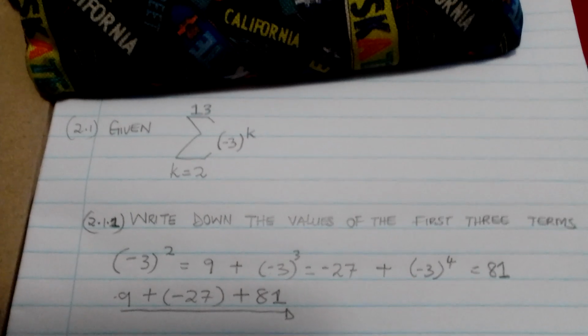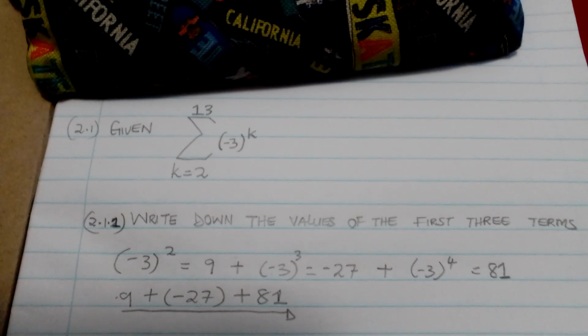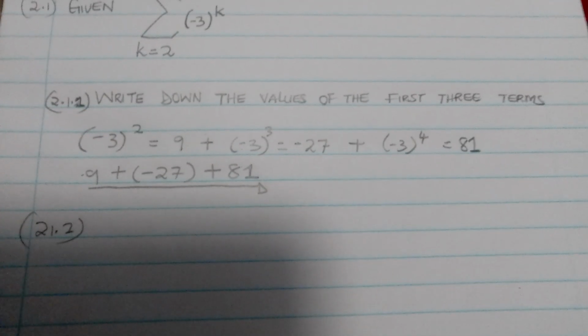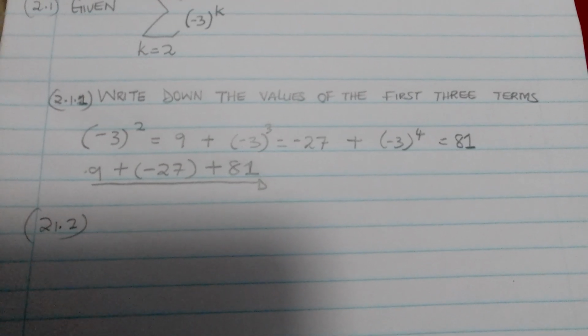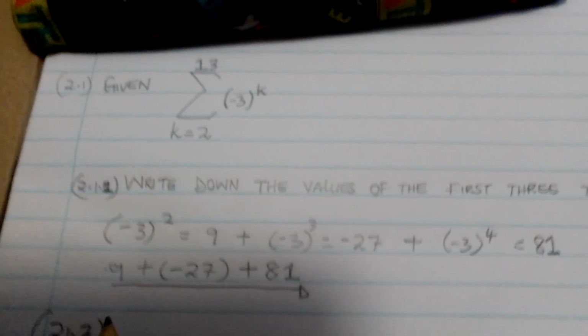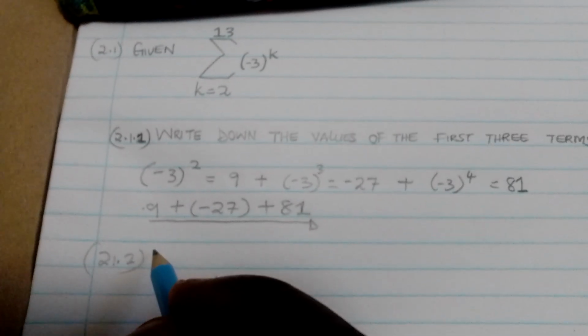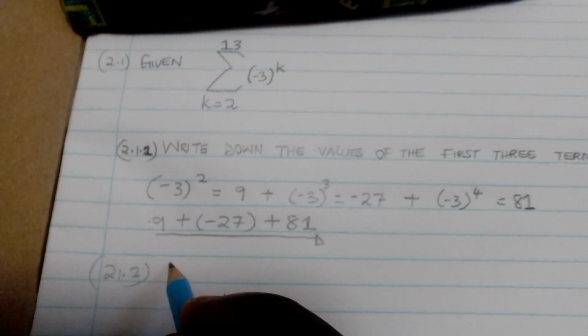And then 2.1.2. Okay, let me just check if my numbering corresponds, because that's super important when you're answering exam questions. Write down the value of the constant ratio. Okay, that's easy enough. The constant ratio, you know how to get your constant ratio, grade 12s. You should know that by now.